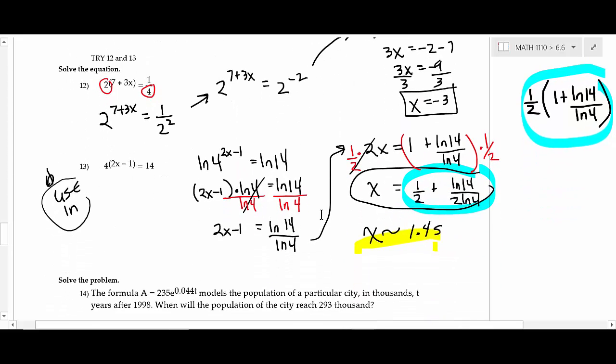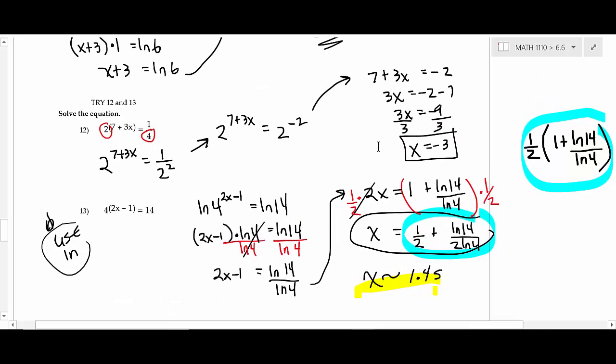All right, we got anything on number 12? That one should have been pretty straightforward. I kind of started you. What'd you get? -3? Okay, you should get -3 on that one. Did anybody get a decimal answer on the second one? I'm just curious.